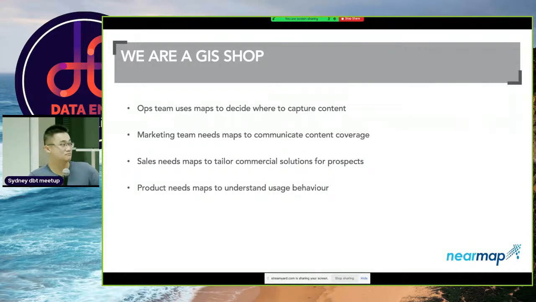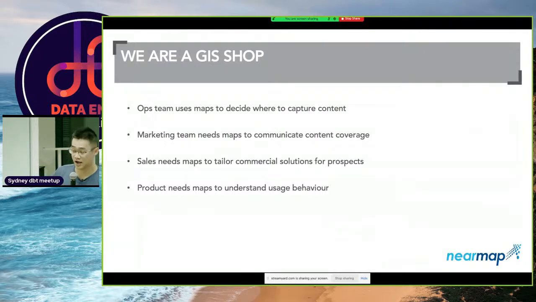Our marketing team, again, they need to be able to tell our customers what content do we actually have, or what's our plan this year, what are the cities that we're going to cover, and with what sort of content. Is it 2D, is it 3D, and so on. Obviously, after marketing, sales need that kind of data to tailor solutions when they sell to customers as well, especially the sales engineers.